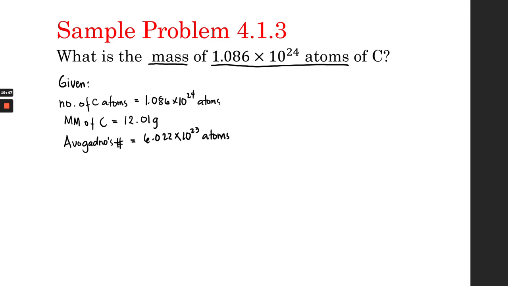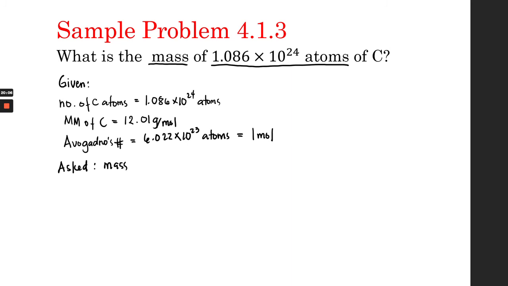And based on our discussion earlier, this Avogadro's number is actually equal to 1 mole. So it should be grams per mole. We know that this is equal to mole. So how are we going to find what they're asking us?